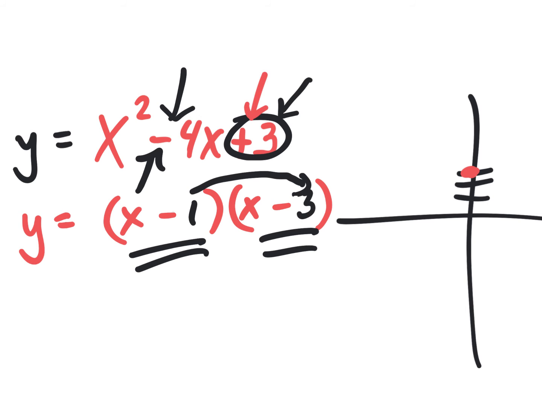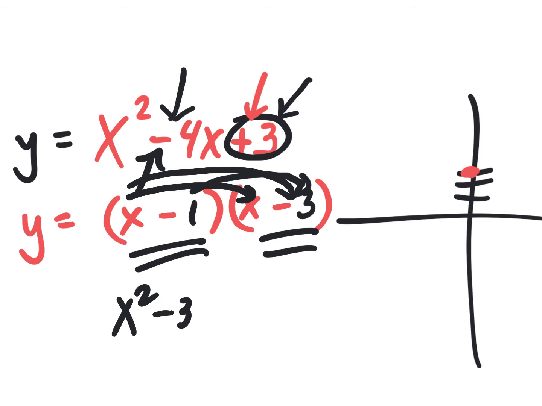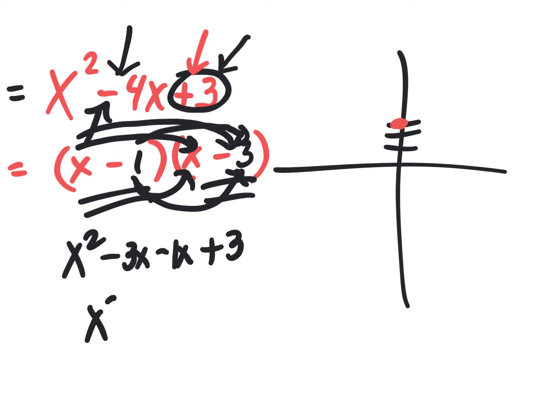And then when I multiply it all the way out, this times this, x squared. This times this, negative 3x. This times this, negative 1x. And this times this, positive 3. All right, so many important things that we are going over right now.